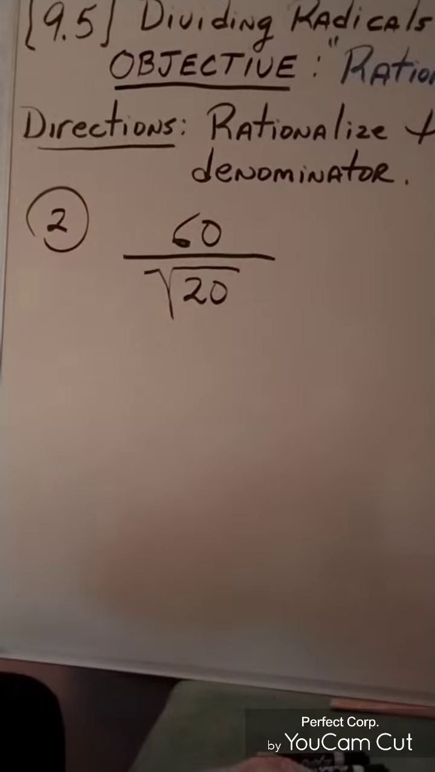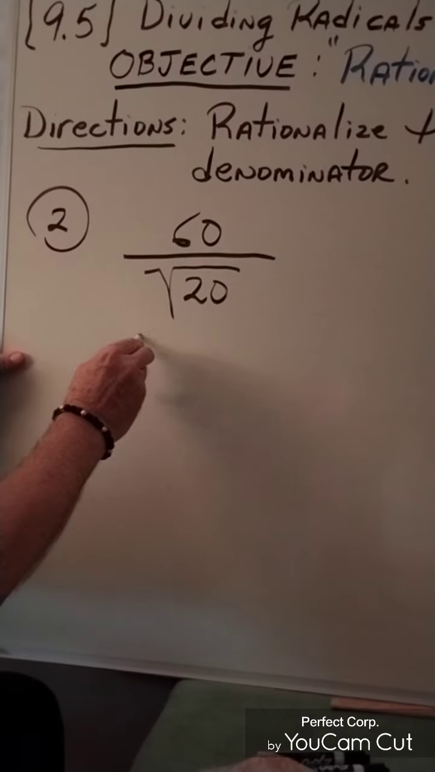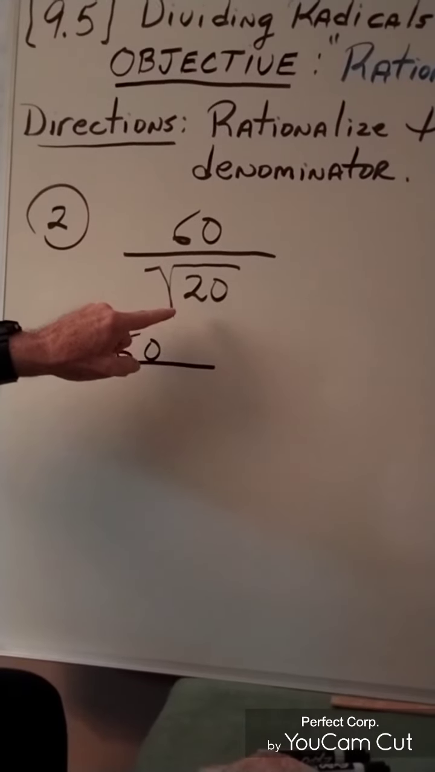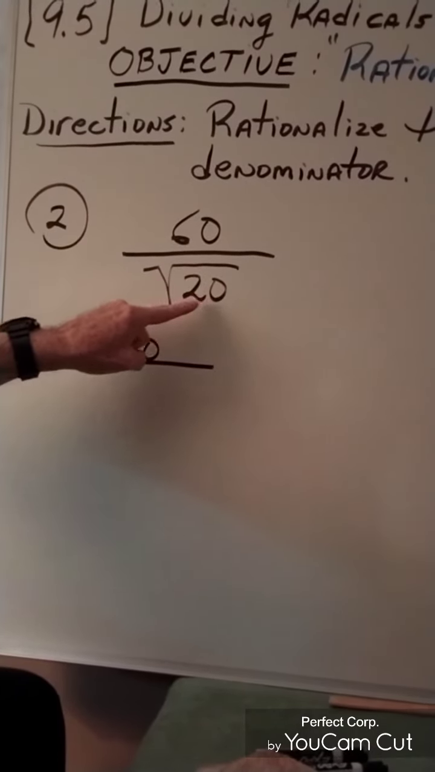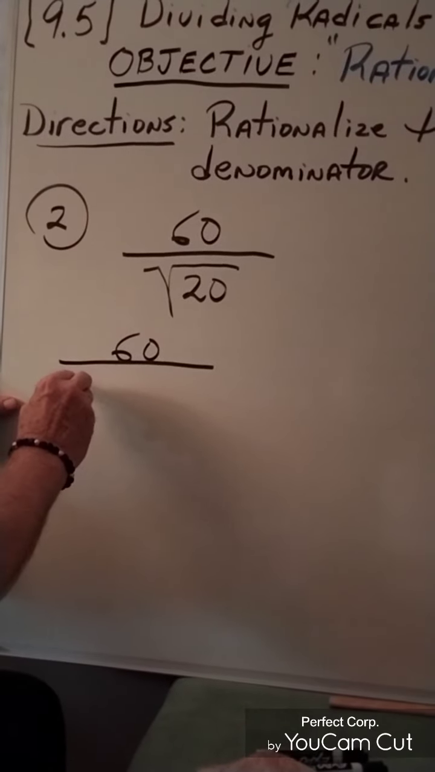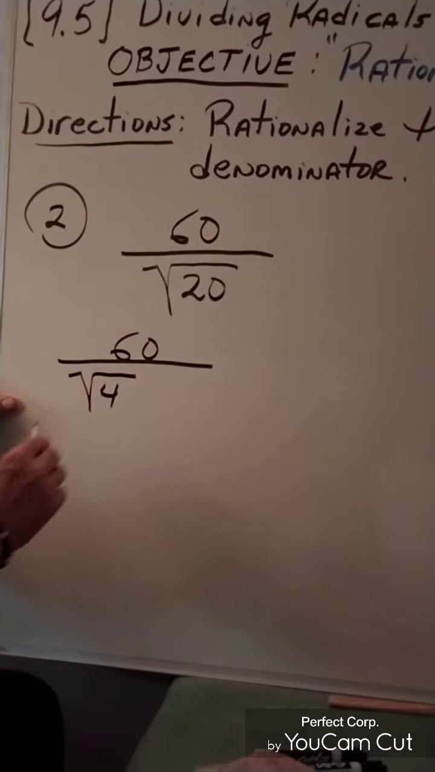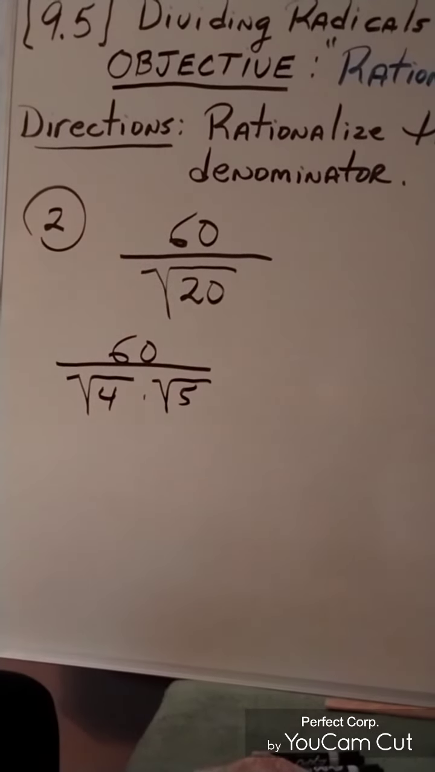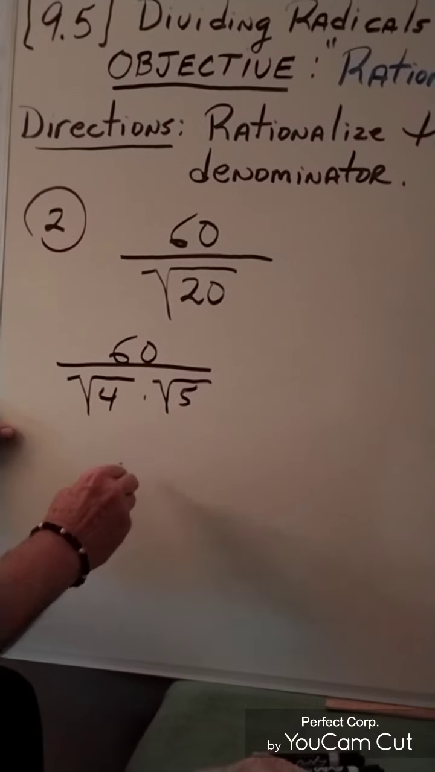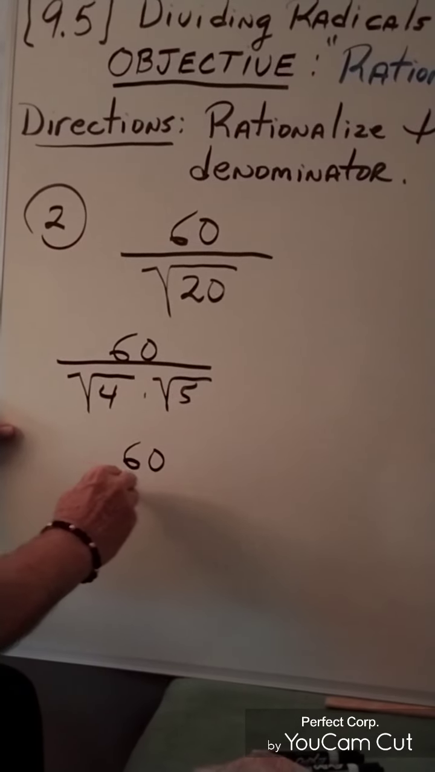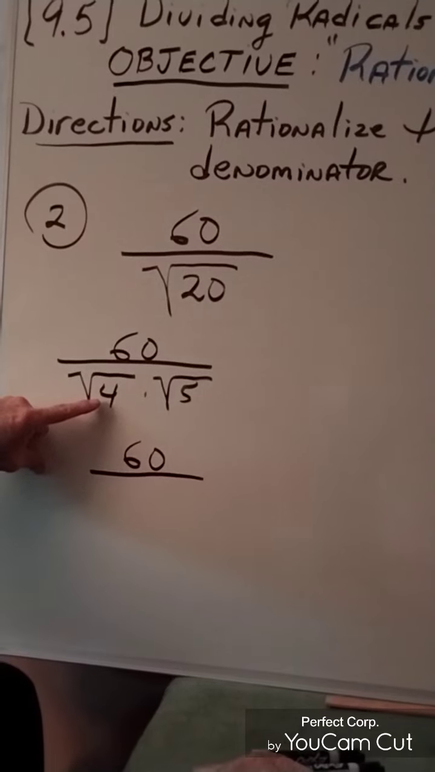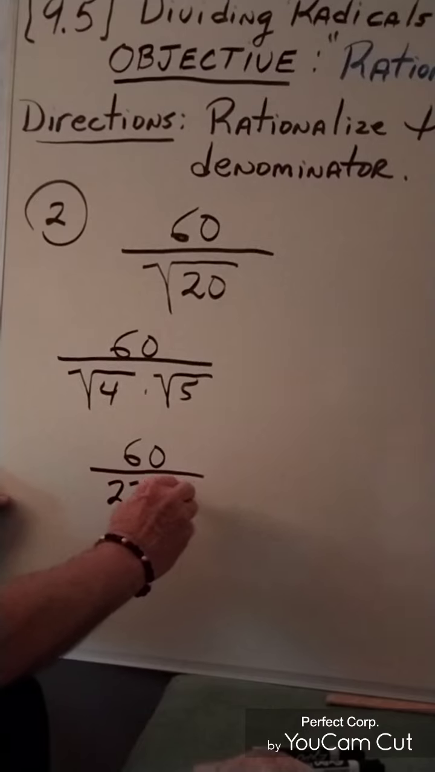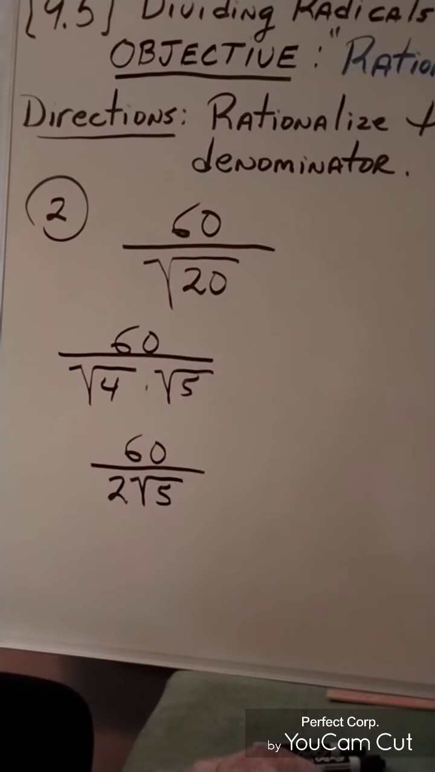And so we're going to start this off by bringing down the 60. And now we're going to use the product rule of radicals to break this up into the radical of 4 times the radical of 5. We will then have 60 over, the radical of 4 is going to come out of its house, and we'll have 2 multiplied by the radical of 5.